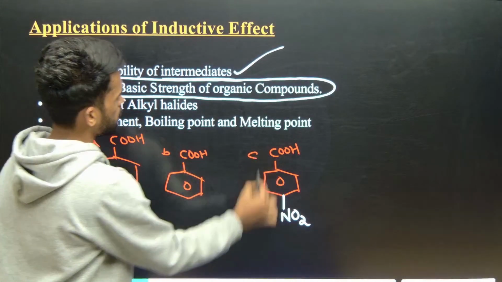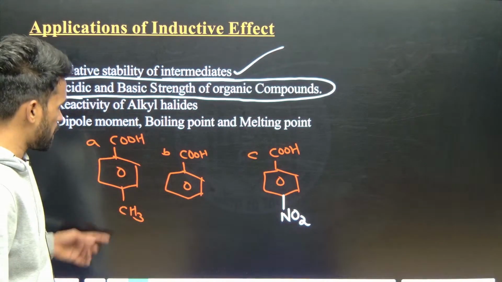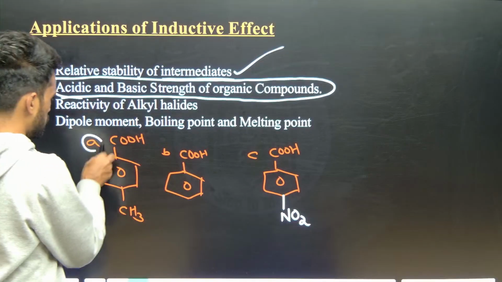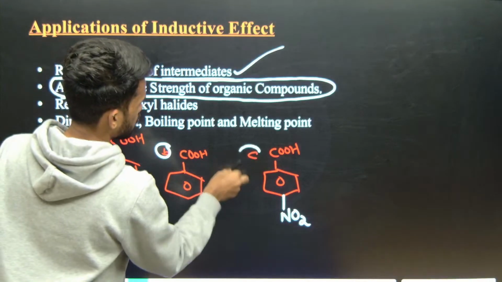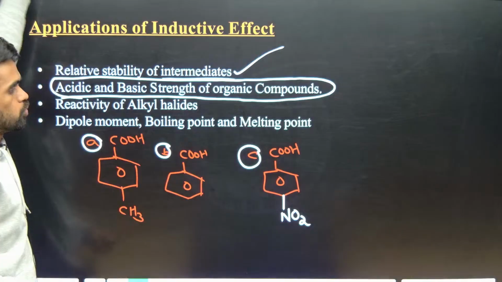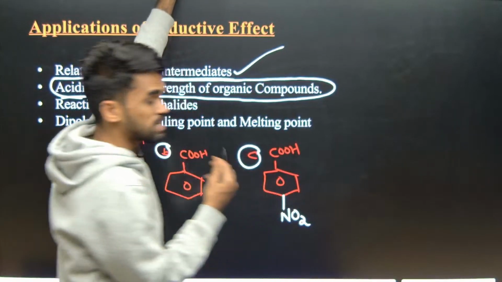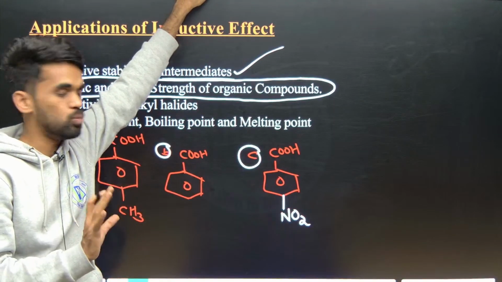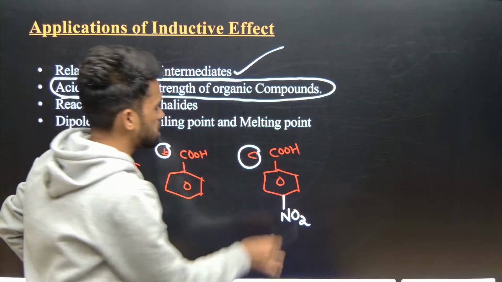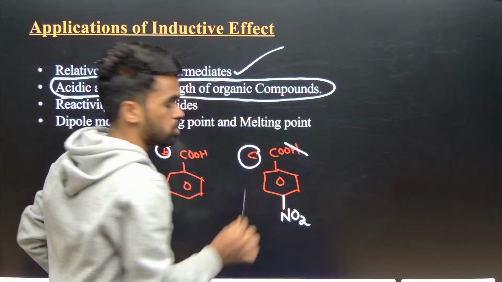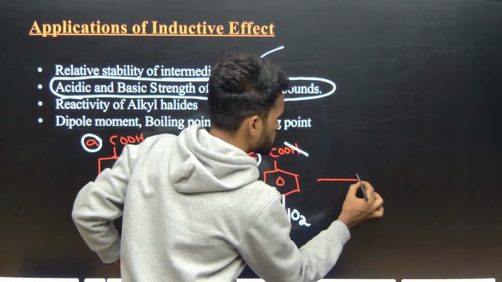Out of this A, B, C, which is more acidic? All of them are acidic, but which is more acidic? How do we know that? We can get to know that by looking at the stability of the conjugate base formed. What do we mean by conjugate base? If this H plus ion comes out of this carboxylic acid, what is the remaining species formed?